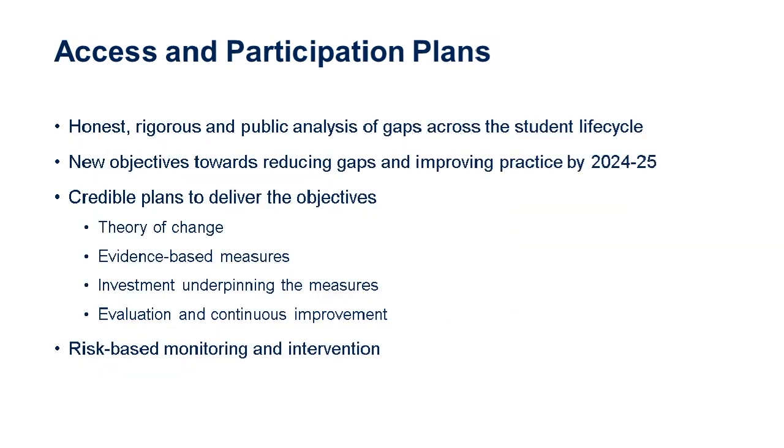So what are we looking for from an access and participation plan? Well, let's talk through some of these key bullet points on the slide here. So we're looking for an honest, rigorous and public analysis of gaps across the student life cycle. And that would primarily be in the assessment of performance section of the plan. And there's another webinar that will be covering this area.